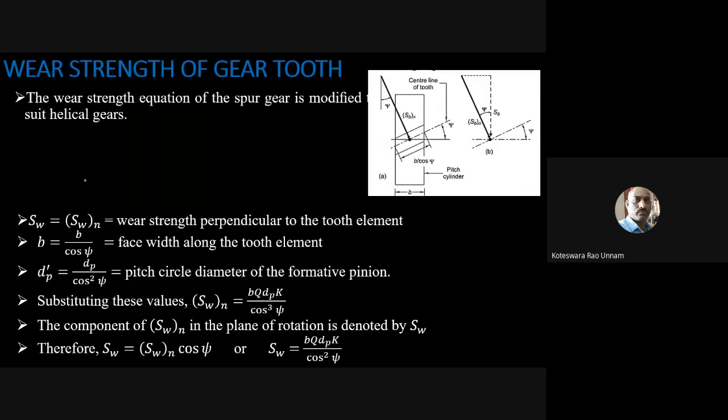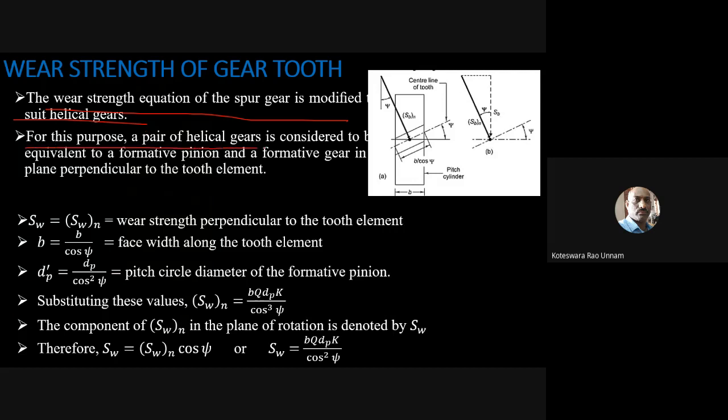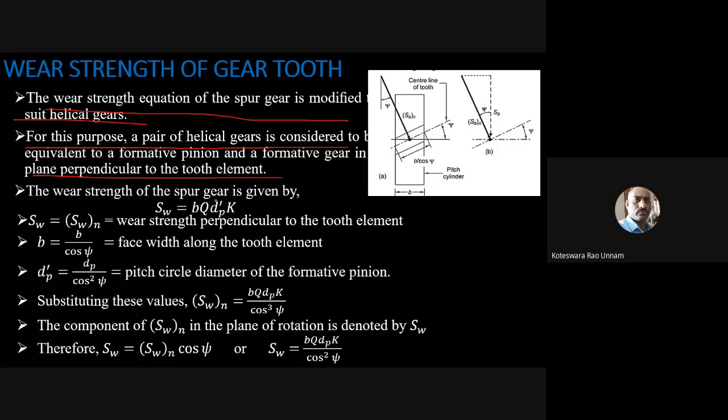Then coming to the wear strength equation of the helical gear, again we'll take the same thing. For this purpose, a pair of helical gears is considered to be equivalent to a formative pinion and formative gear in a plane perpendicular to the tooth element. The same thing. This is the equation for the wear strength of the spur gear. SW is equal to B, Q, d p dash and K. In that, what you have to do is convert these parameters into an equivalent helical gear, or equivalent virtual spur gear, which is nothing but a virtual spur gear. Then you need to substitute their corresponding parameters here.